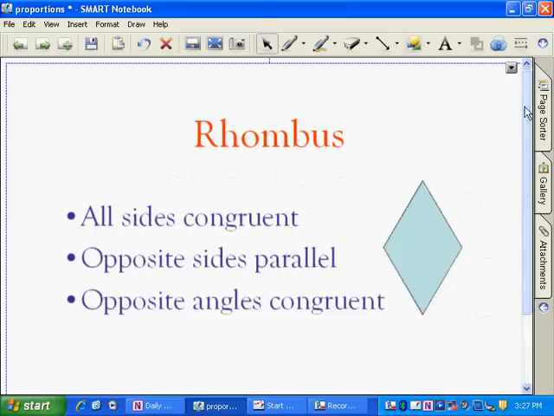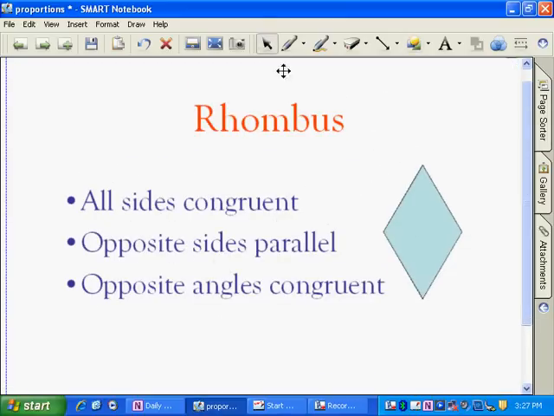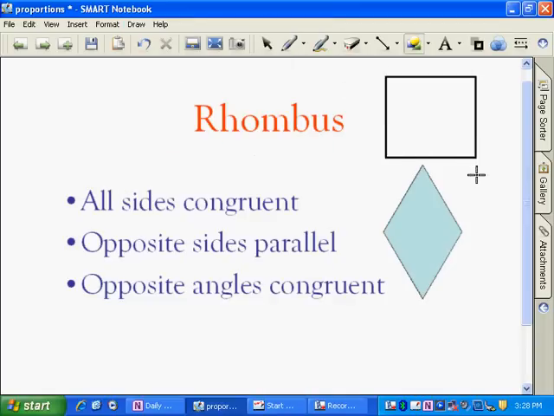In order to be classified a rhombus, all sides are congruent. And I know sometimes it's a little bit difficult to tell. Remember I said you can use your paper to help you mark off to see which sides are the same. So you've got opposite sides are congruent, opposite sides are parallel, and opposite angles. So this angle is congruent to this angle is congruent to this angle. By definition, that's what makes it a rhombus. The only other kind of shape that you would be familiar with that would be classified as a rhombus is a square. So a square, by definition, because it meets all three of these criteria, is also considered a rhombus.